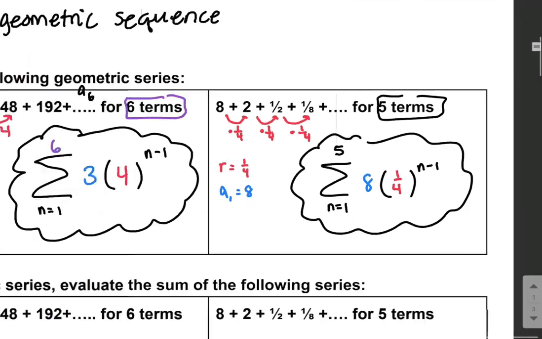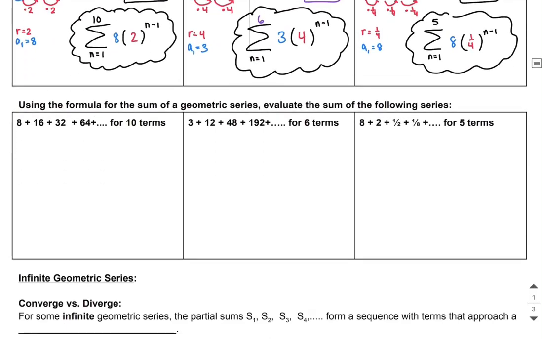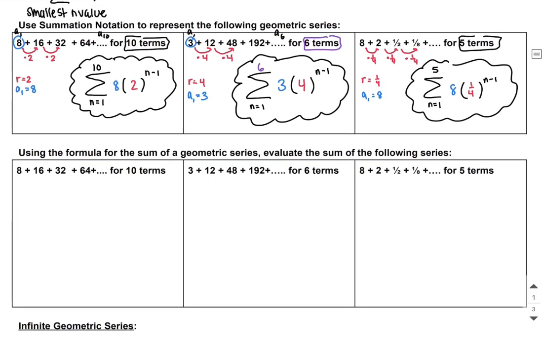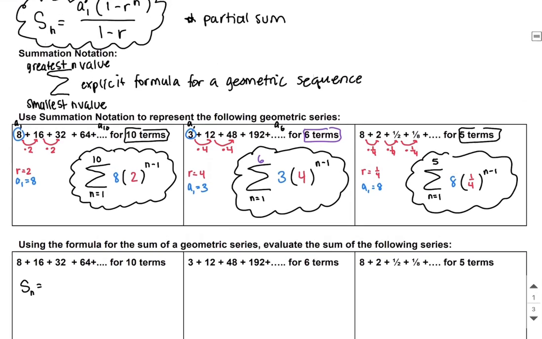Okay. All right, now what I want to do is use the formula for the sum of the geometric series to evaluate the sum of the series. I'm using the same examples as above. So for 8 plus 16 plus 32 plus 64, I already have the important information. I'm going to use my formula for the partial sum. This is a finite number of terms, 10 terms, so is 6 terms, so is 5 terms. So for all of these examples, I've been given a finite number of terms. So I'm going to use this formula that we went over from before.